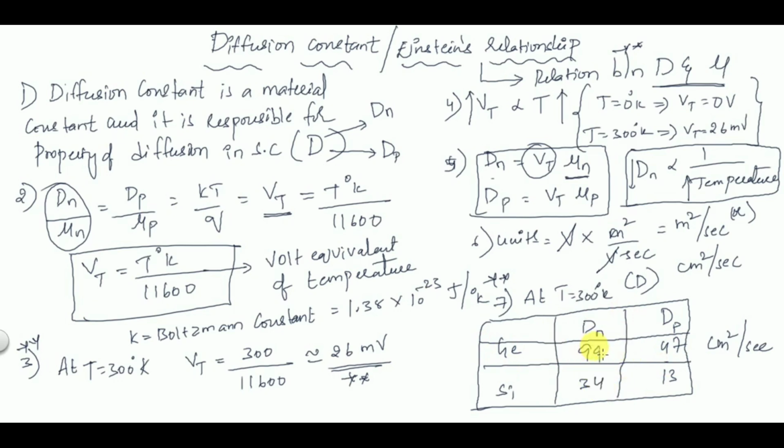So these values you have to remember at T equal to 300 degrees Kelvin, or you can always derive them at the same time. We know that at T equal to 300 Kelvin, Vt is 26 millivolts, so 26 into 10 to the power of minus 3. The mu n value we know is equal to 3800 for germanium. If you solve this, you will get around 99 only. Similarly, for mu p in the case of germanium and mu n and mu p in the case of silicon, you can also derive like this, or instead you can just remember them.